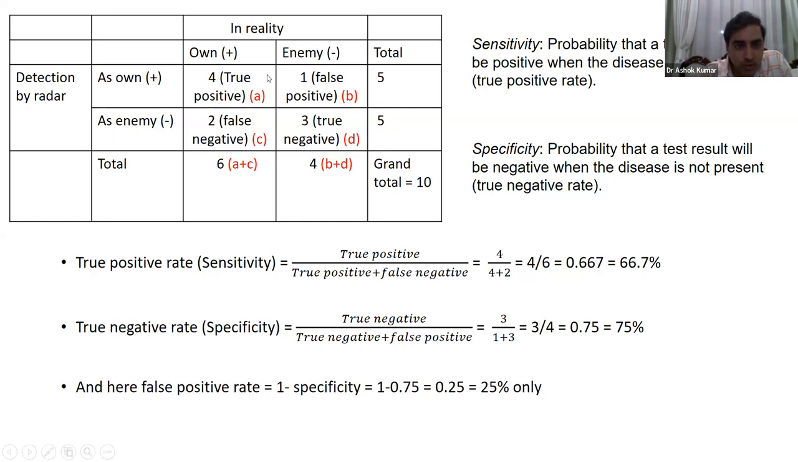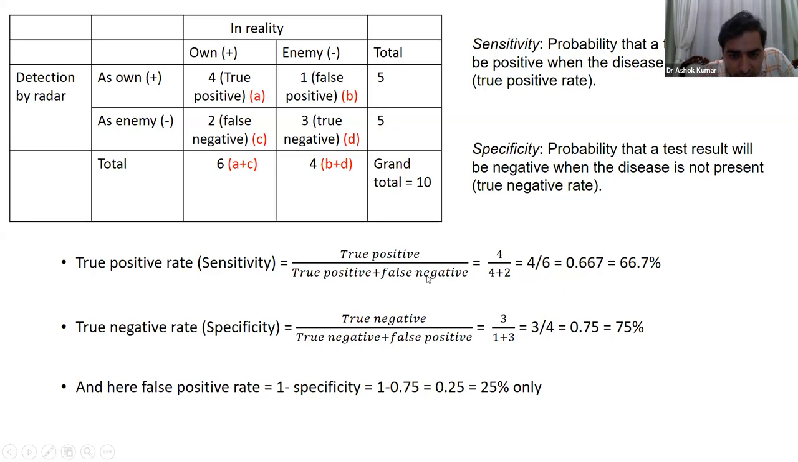So how many are true positive? You can say there are 4 true positives, and this is given in cell A. This is the formula to calculate sensitivity, or true positive rate. It is true positive divided by true positive plus false negative. You have to remember this formula. You can remember it like that.